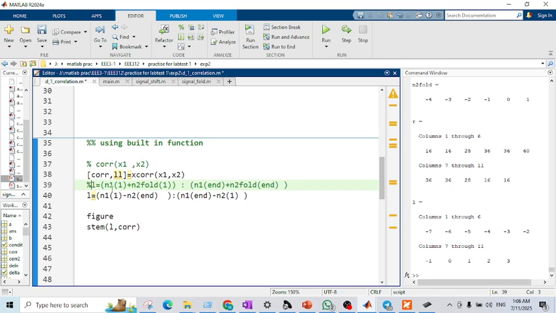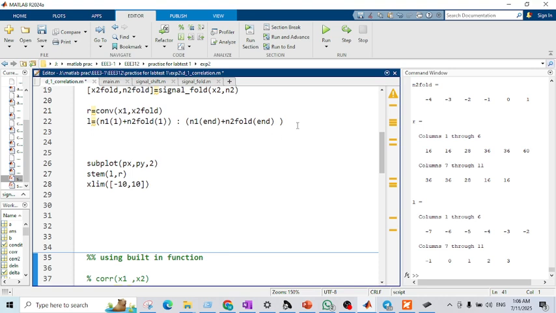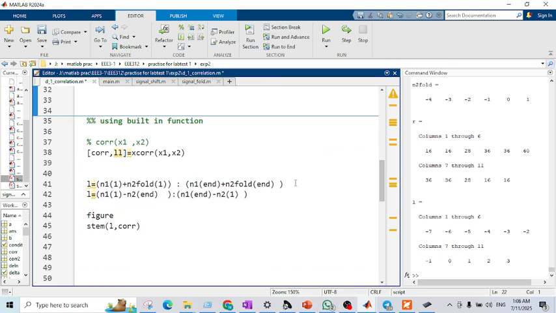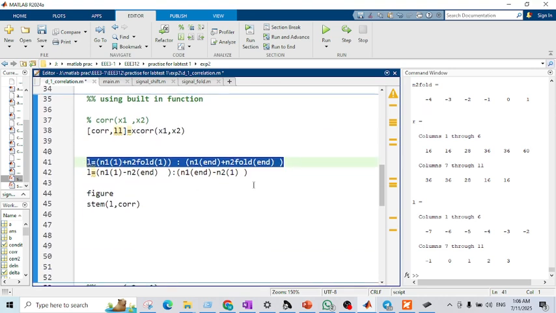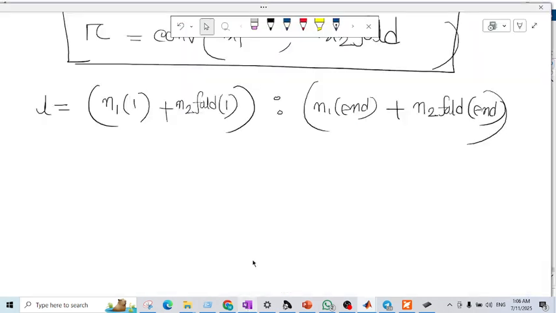I have two formulas here. The first formula I have already told you about. This is the formula I have told you about. I have used it here and just copied it here. And I have another formula. You can also use this formula. So let me talk about this.